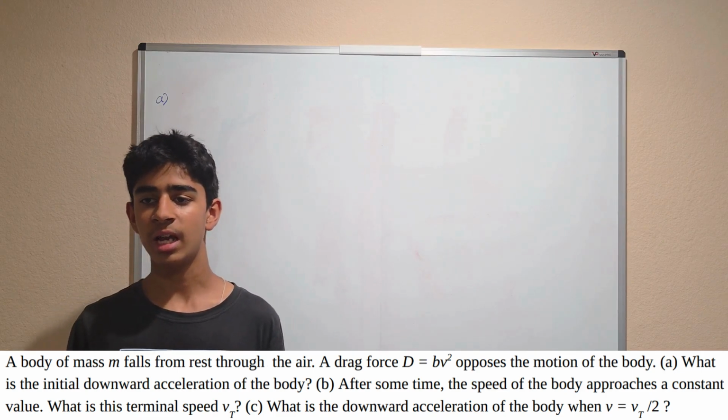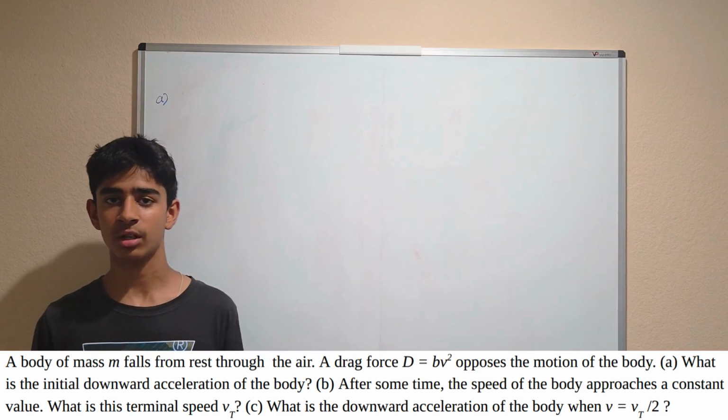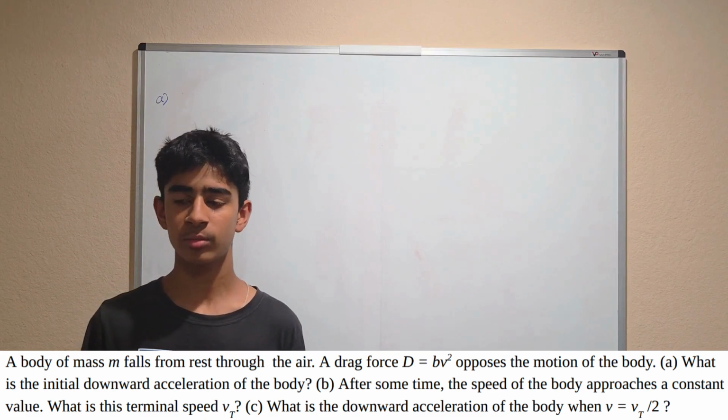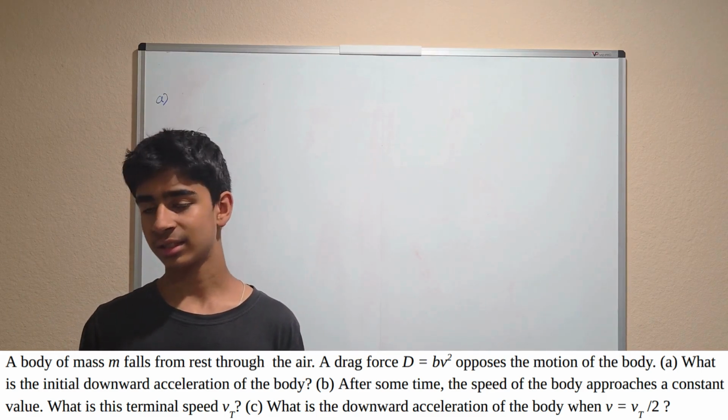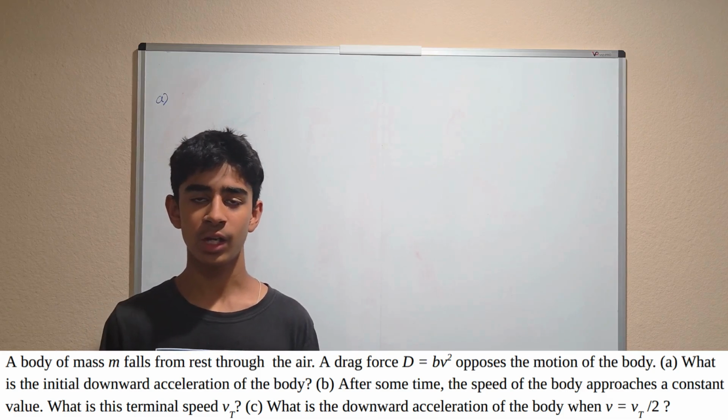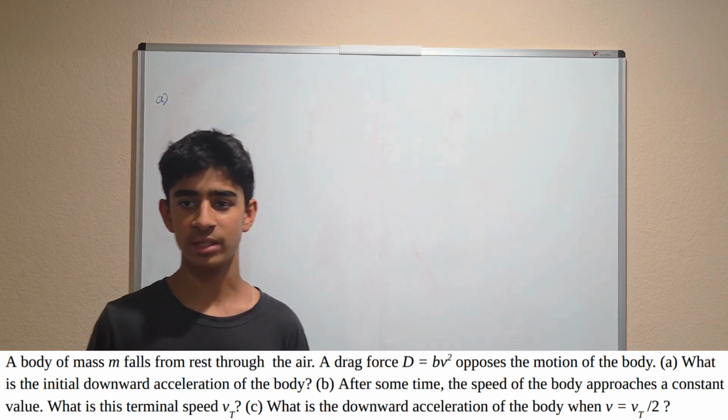B. After some time, the speed of the body approaches a constant value. What is this terminal speed, vt? C. What is the downward acceleration of the body when the velocity is equal to half the terminal velocity?